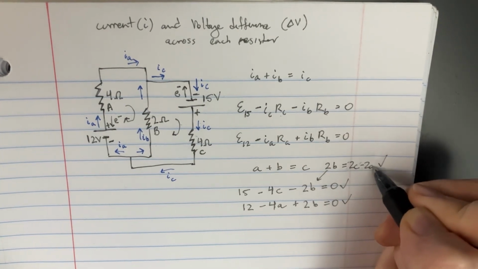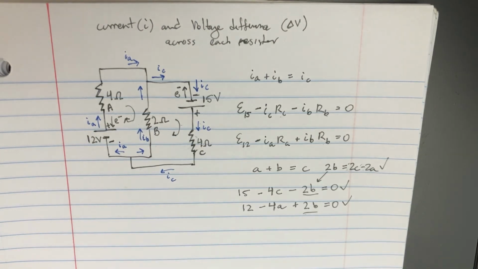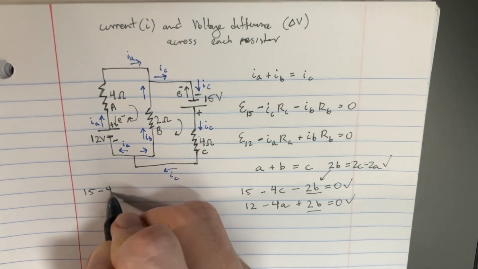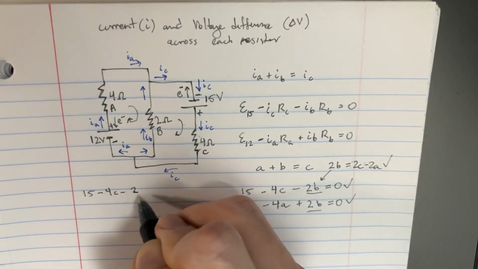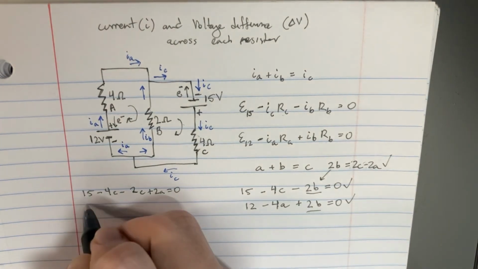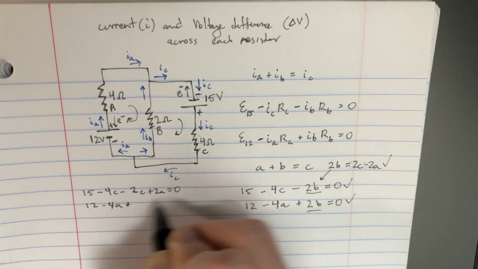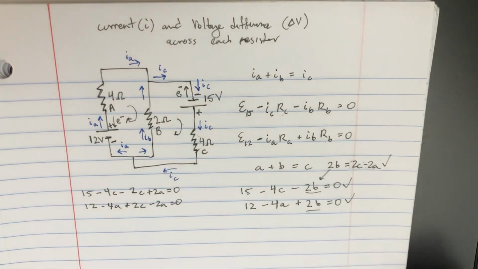2C minus 2A. And then we'll be able to plug that in here for these. So we'll just say that 15 minus 4C minus, I guess we'll just minus 2C plus 2A, that would be equal to 0. And then this one would be 12 minus 4a, and then plus 2c minus 2a equals 0.